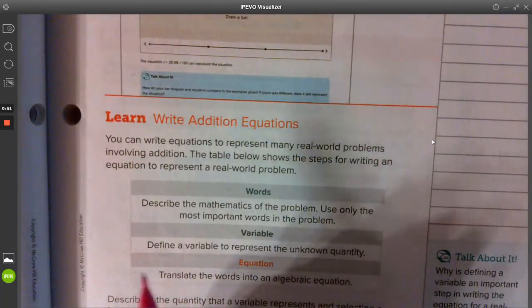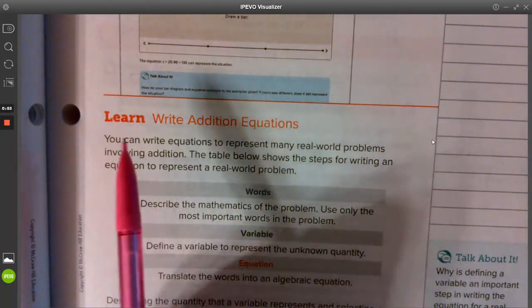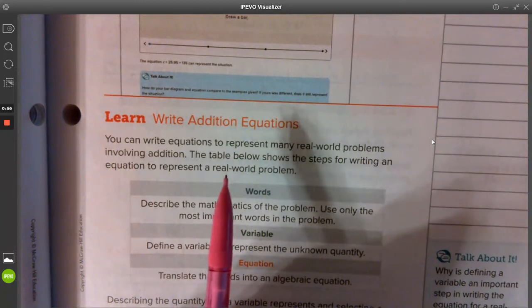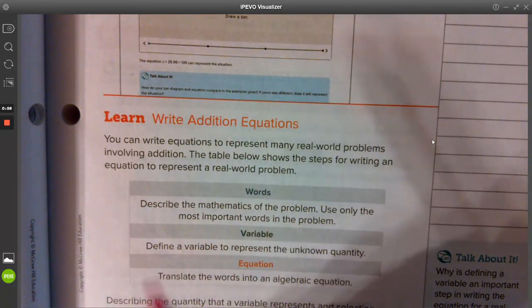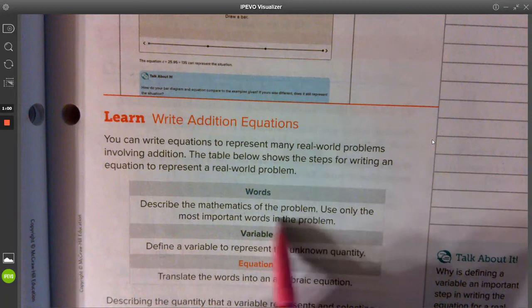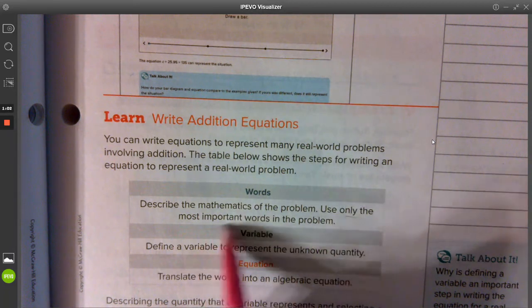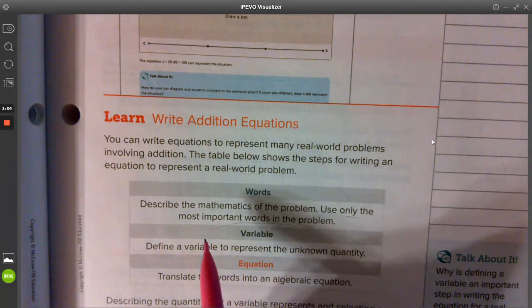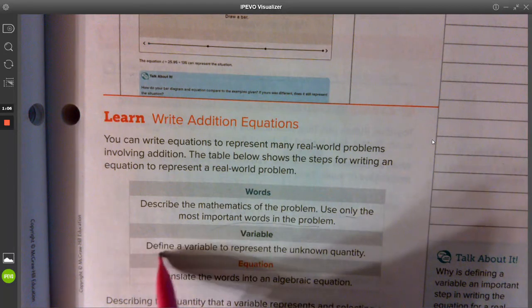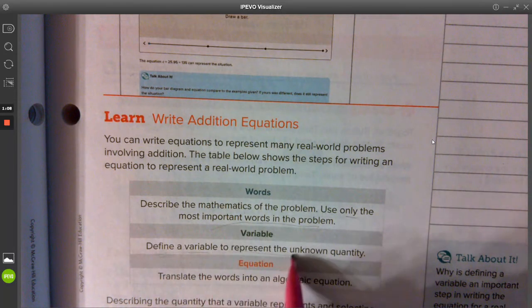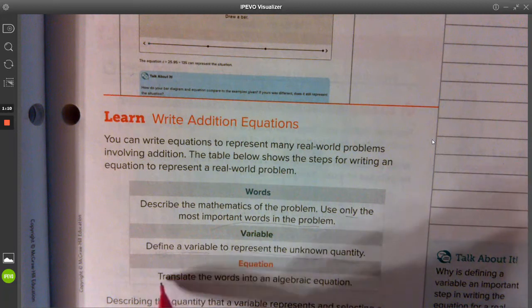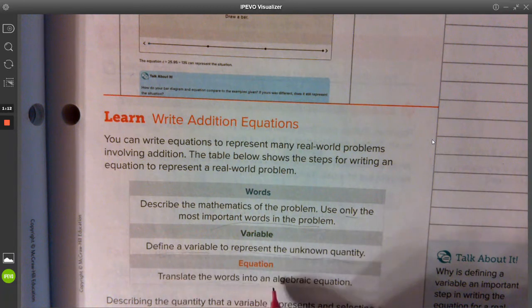So let's start by writing some addition equations. We can write equations to represent many real-world problems. The biggest things that we need to remember to do are only pull out the important words that are given in our word problem. We're going to define a variable, so choose a letter and figure out what it represents, and then we will translate those words and that variable into an algebraic equation.